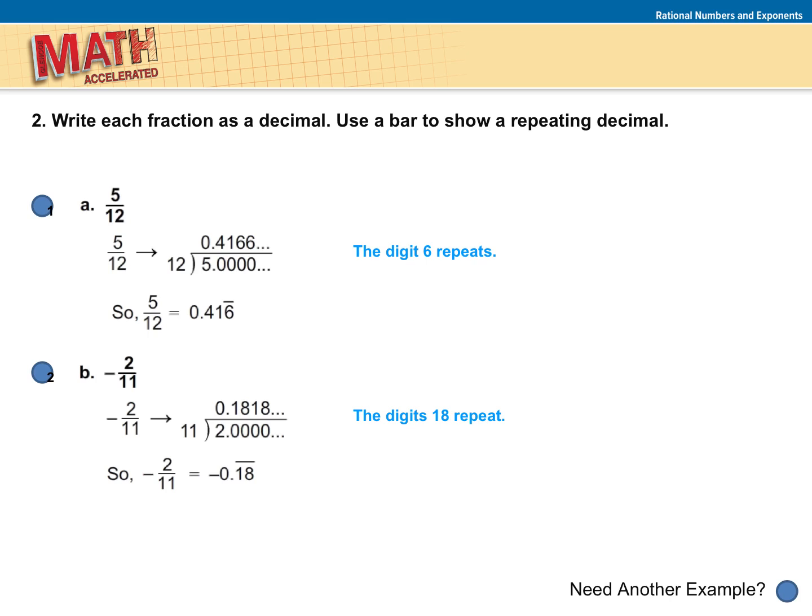Remember, this negative out in front, what kind of answer are we going to have? Positive or negative? We're going to have a negative answer because a positive divided by a negative, or vice versa, will give you a negative.